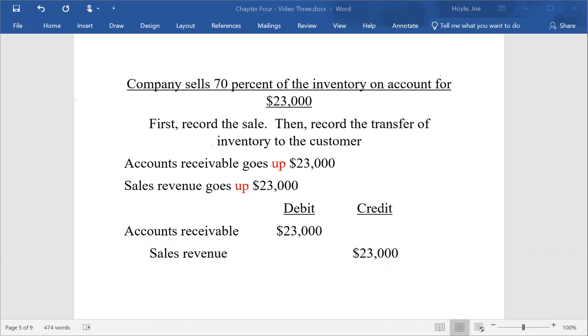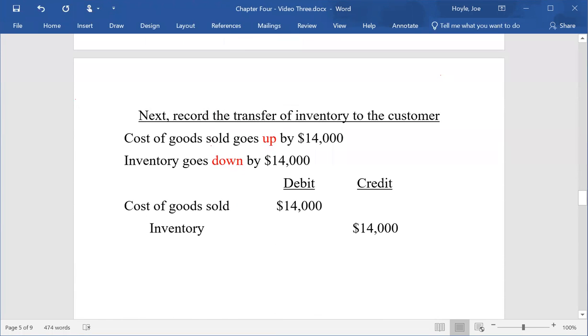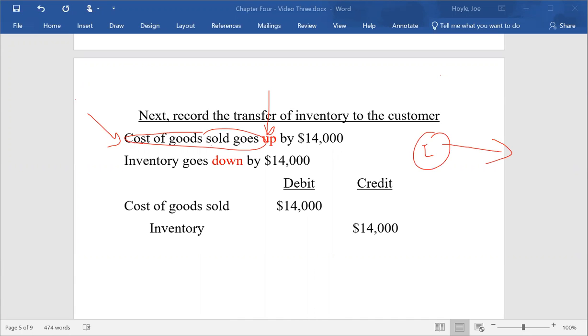But keep in mind, this is only the first half of this transaction. We still have to record the transfer of the inventory to the customer. So we make a second entry for this transaction, and cost of goods sold, which is the expense that we use whenever inventory is removed from the company because it's given or sold to a customer. That expense is known as cost of goods sold, and that went up $14,000, 70% of the $20,000. Inventory goes down $14,000. The cost of goods sold is an expense.